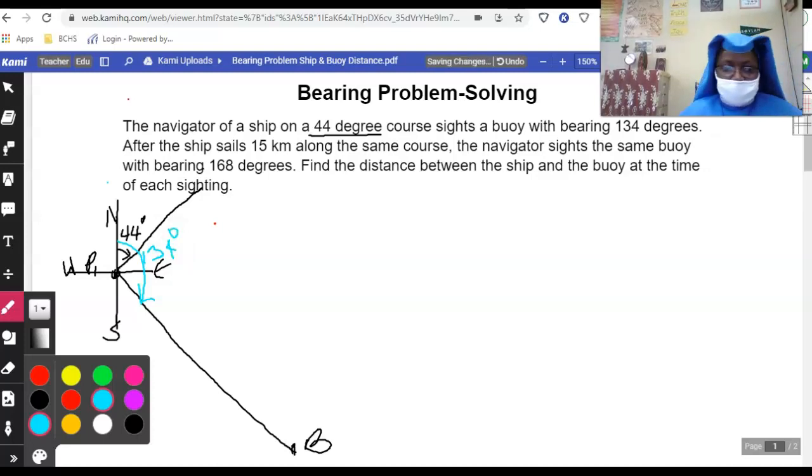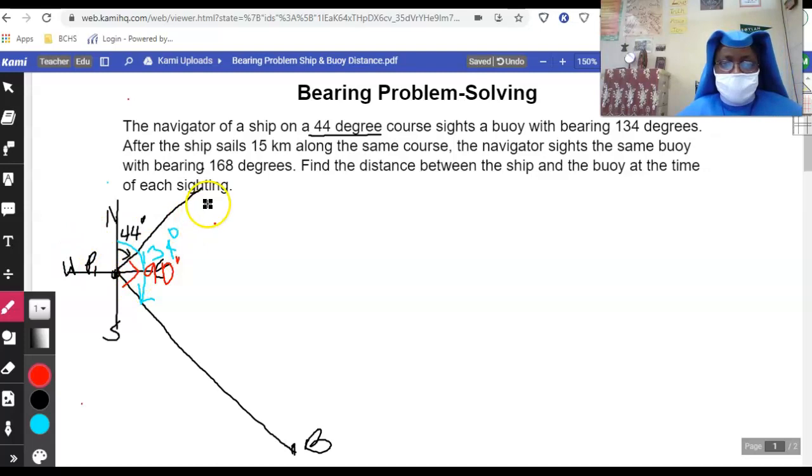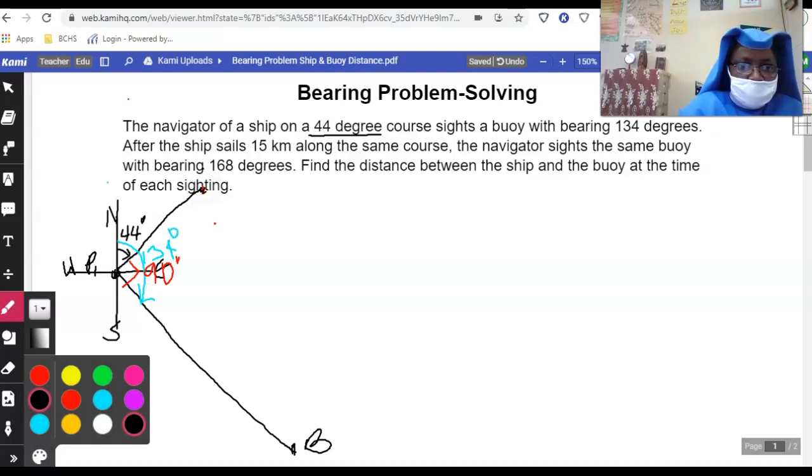And so if we subtract 134 minus 44, this is 90. So this angle here is 90. That means we have a 90-degree angle right there. So the bearing and the line of sight to the anchor is 90 degrees. So here, let's make this point B. So it's PB, point 2, I mean.